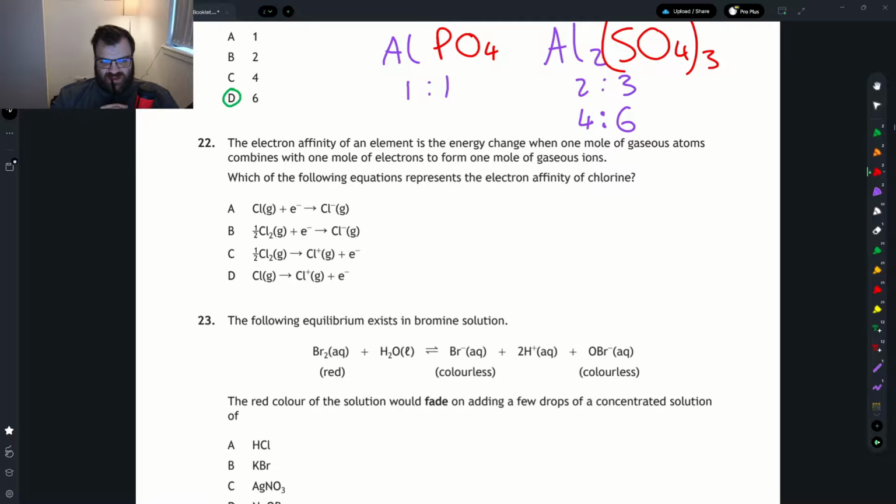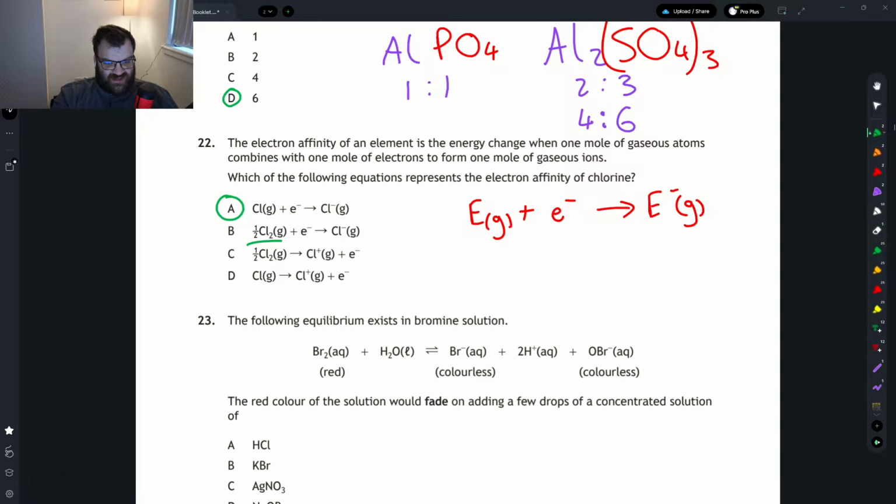Next one, we're asked about the electron affinity, which is the energy change when 1 mole of gaseous atoms combines with 1 mole of electrons to form 1 mole of gaseous ions. So we're adding electrons instead of removing electrons. So it's similar to ionization energy, but slightly different. Element symbol as a gas. Combines means it's on the same side. And then it goes to gaseous ions. So that would be E minus gas. So that looks like A.